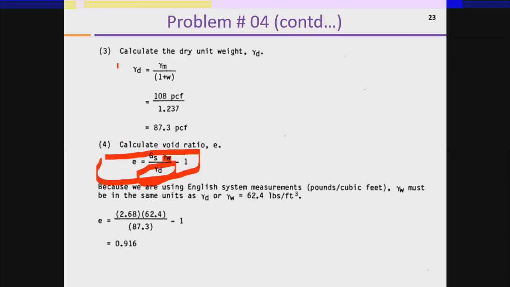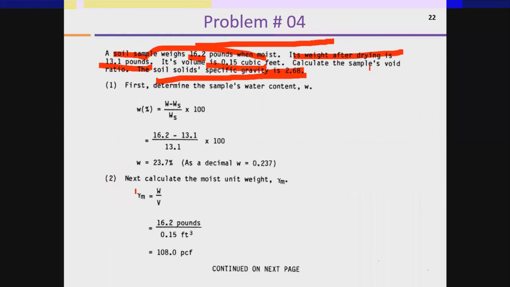For gamma D, I have a very simple relation: gamma D is equal to gamma M divided by 1 plus water content. But I don't have gamma M and the water content either. So first I will find the value of the water content of the soil and the moist unit weight of the soil, in reverse order. First I will find the moisture content. The water content of a soil is equal to the weight of water divided by the weight of soil solids. When the soil is in the wet state, its weight is 16.2 pounds, but when it is in the dry state, its weight is 13.1 pounds.